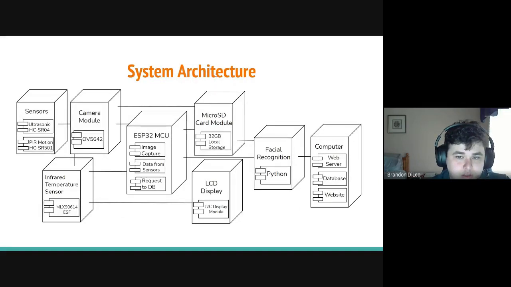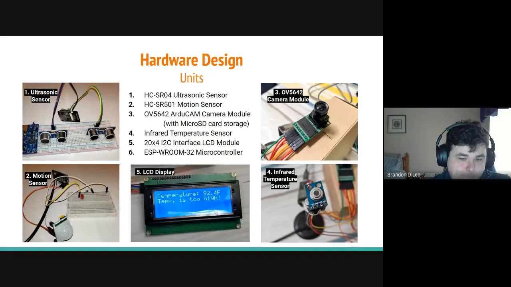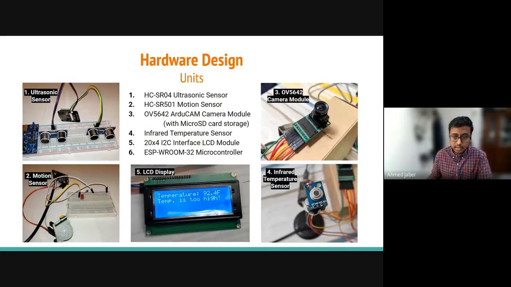Here's the system architecture for our system, which basically just shows what each part of our system is connected to and what it's doing. At the core of our system, we have ESP32 microcontrollers for data processing and transmission. For data collection, we have the ultrasonic sensor with range up to 400 centimeters, a PIR motion detection sensor with range up to 6 meters from the sensor, a 5 megapixel ArduCam camera module with 90 degrees field of view coupled with a microSD module for data storage, and an LCD display to showcase instant body temperature.